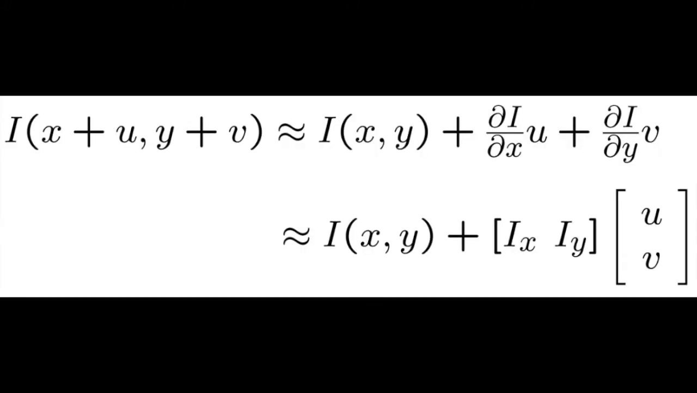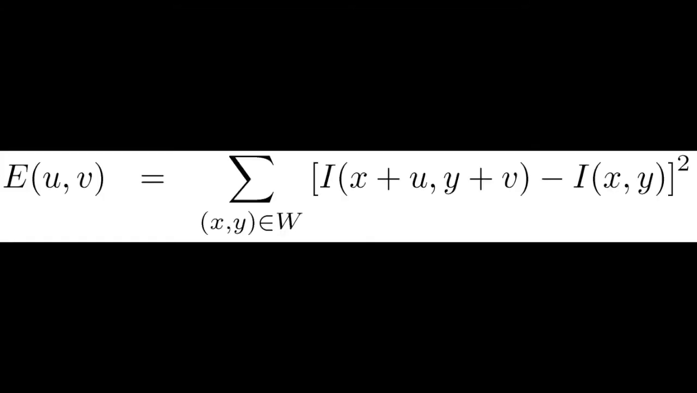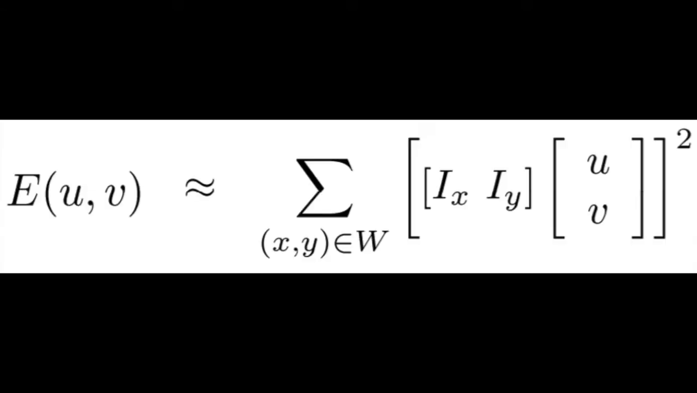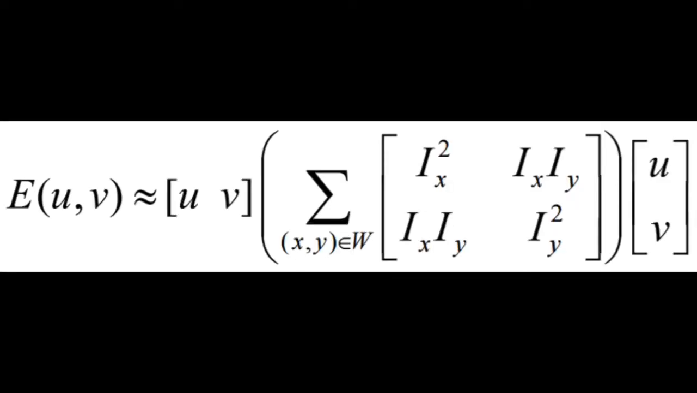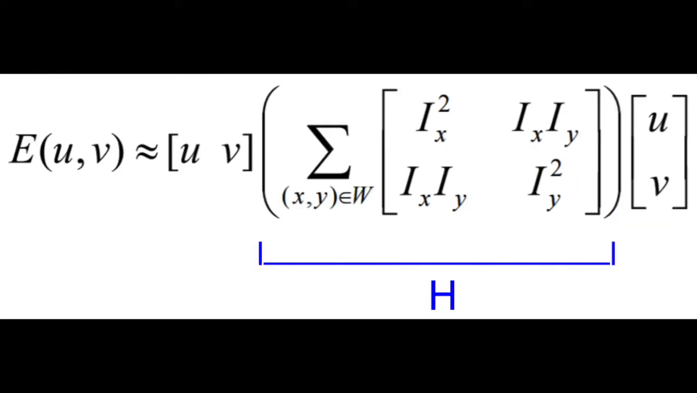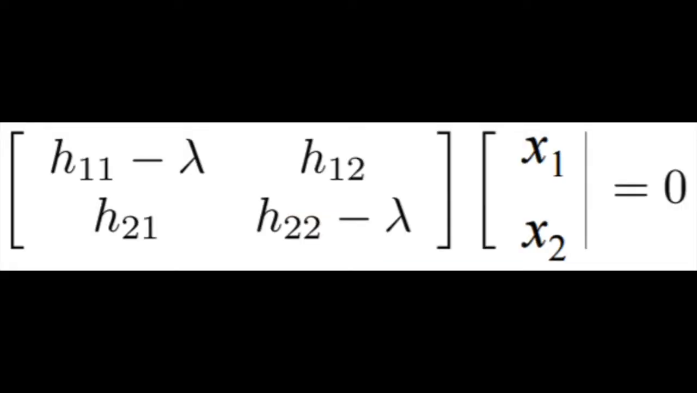Taking a Taylor series first-order approximation of I, we now have the equation shown. This allows us to rewrite the error E of U, V as the equation shown, which we can simplify to the equation shown, and once more to the equation shown. We will take this matrix within the parentheses to be H. To find the directional movements that will result in the largest or smallest E values, which we can use to map these unique points to overlaps in other images, we use the eigenvalues of H. We solve for the eigenvalues of H.